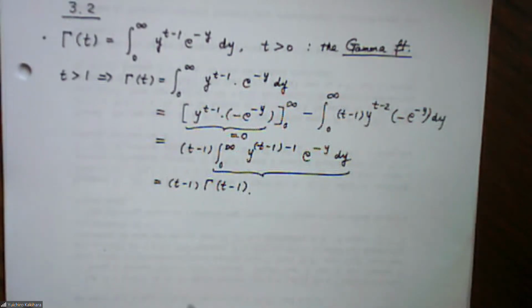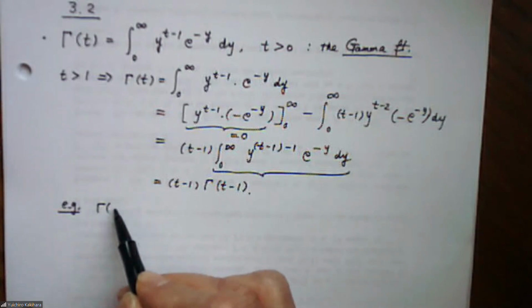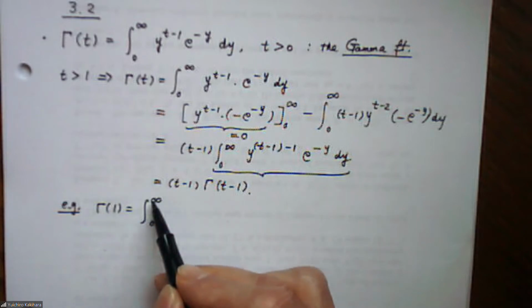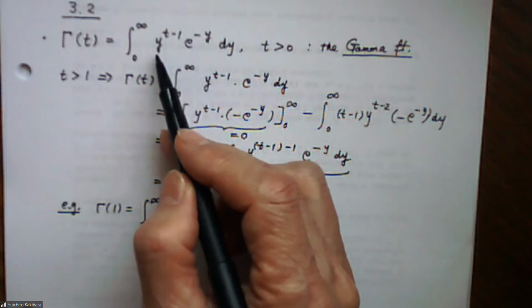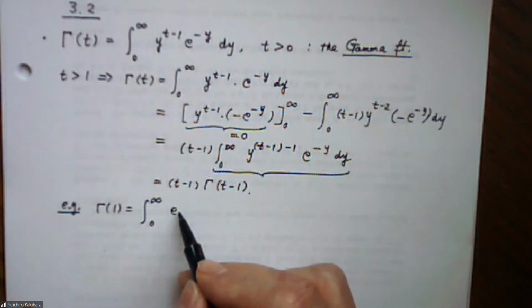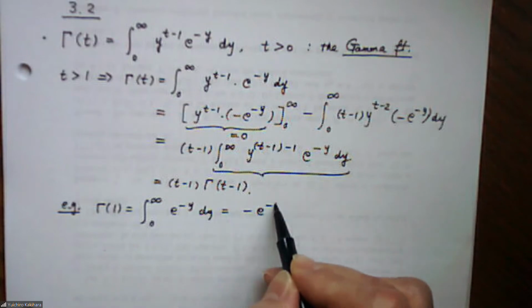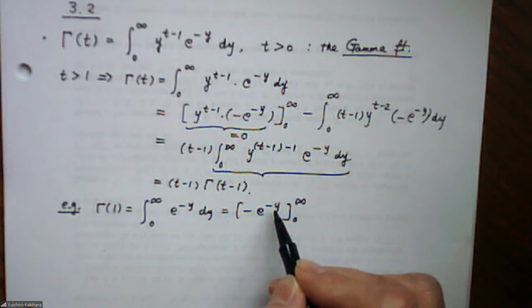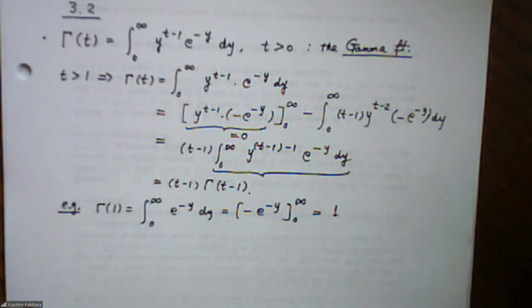Using this identity, you can evaluate the value of the gamma function. For instance, you have gamma of 1. That is simply the integral from 0 to infinity, where t is 1, so y to the 0 is 1, of course, times e to the negative y dy. But this is the negative e to the negative y from 0 to infinity, right? Then at infinity this is 0, at 0 this is 1. So this is equal to 1. So gamma of 1 is 1.